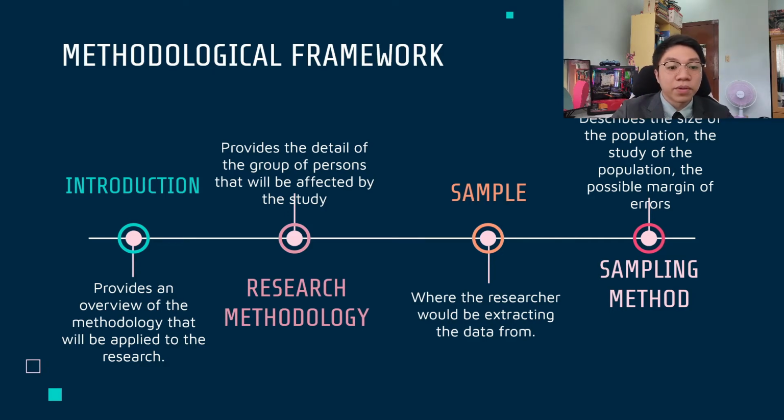Next would be the sample. This is where the researcher would be detailing where they would be extracting data from. And finally, the sampling method, where the researcher describes the size of the population of the study and the possible margin of errors that may be encountered while conducting the study.